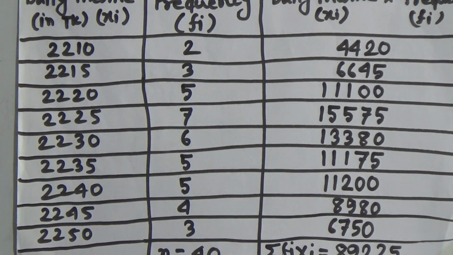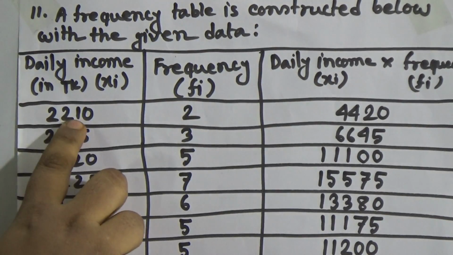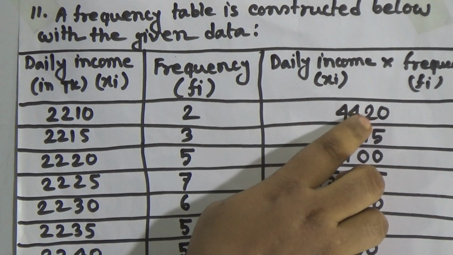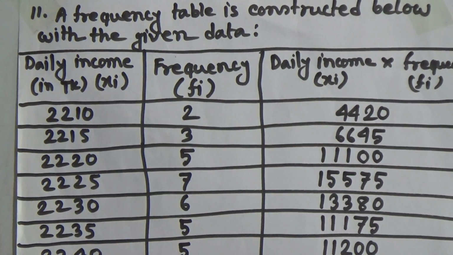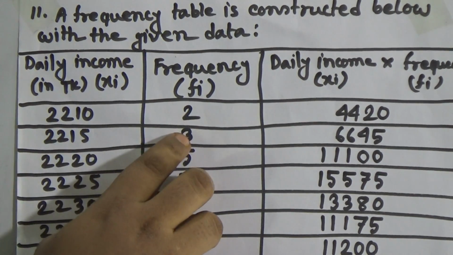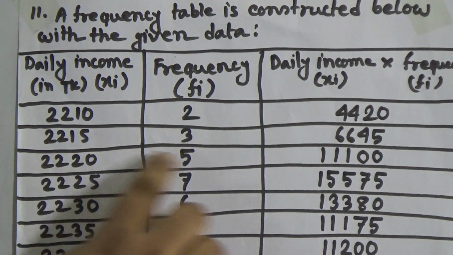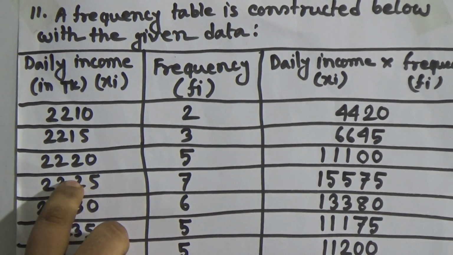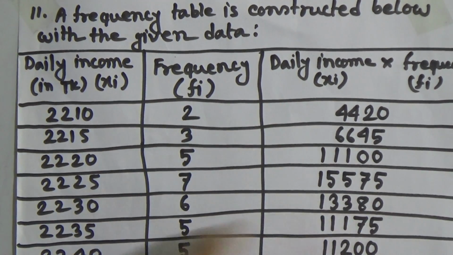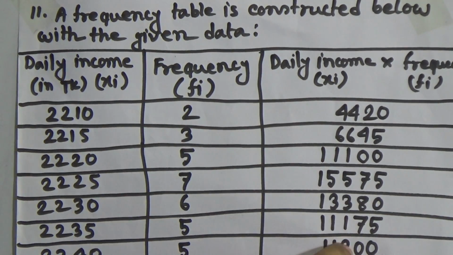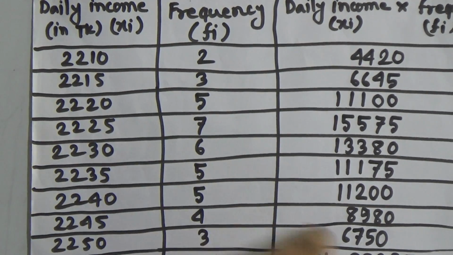So we multiply this one with this one. So 2210 is multiplied by 2 and we get 4420. In a similar way, we multiply 2215 by 3, we get 6645. In a similar way, we multiply each number with its frequency and we get these products.